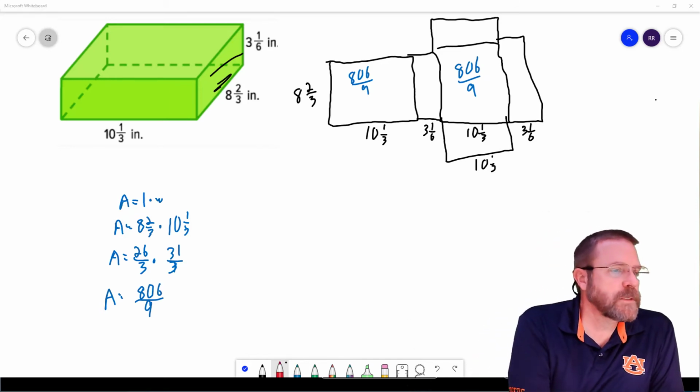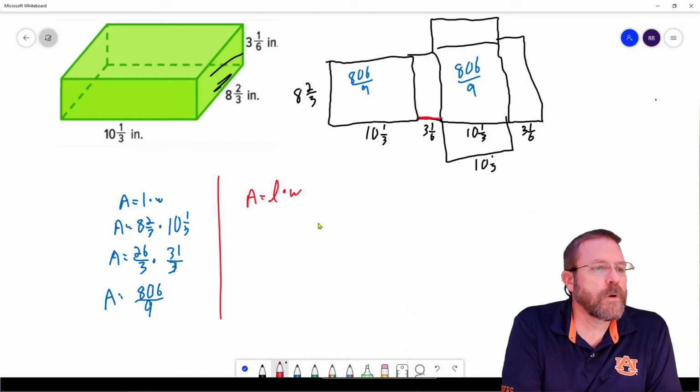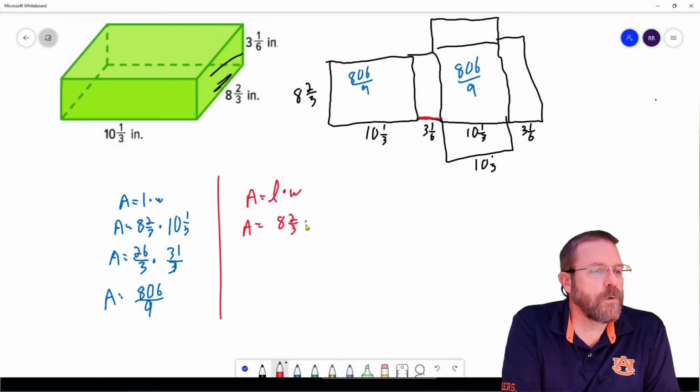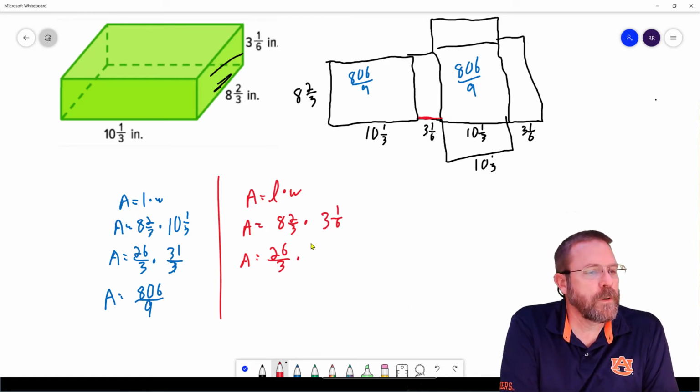Next, I'm going for that skinnier rectangle beside it, which means I'm going to change my color. Area is equal to length times width. This is the width one I'm working with, so now I have the same 8 2/3 tall times a width now of 3 1/6. That means I'm going to have the 26 over 3 for that one, times 6 times 3 is 18, plus 1 is 19 over 6.